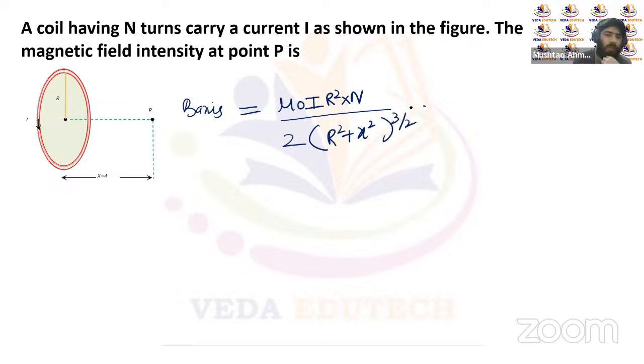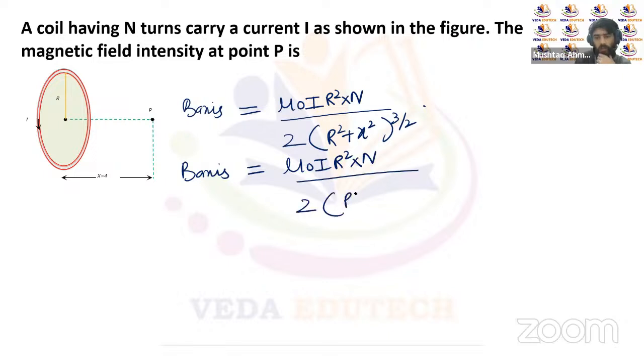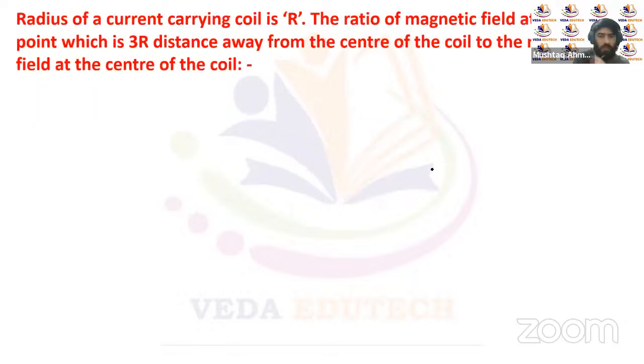So this will be the magnetic field on the axis. We can substitute the values here. x is given as 4, so just put the value of x here. So it will be mu naught I r square n upon 2 times r square plus 4 raised to power 3 by 2. So this is the magnetic field at this point P. It's a very straightforward question.